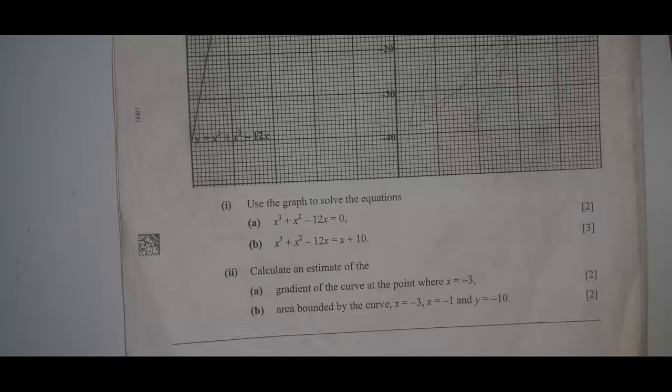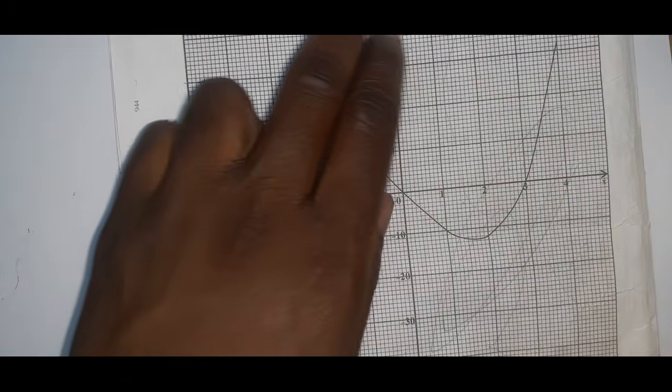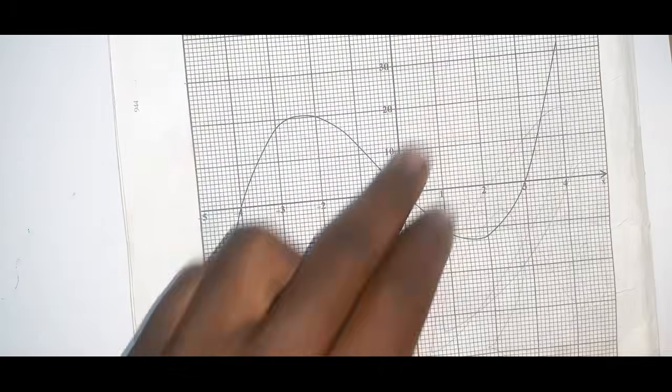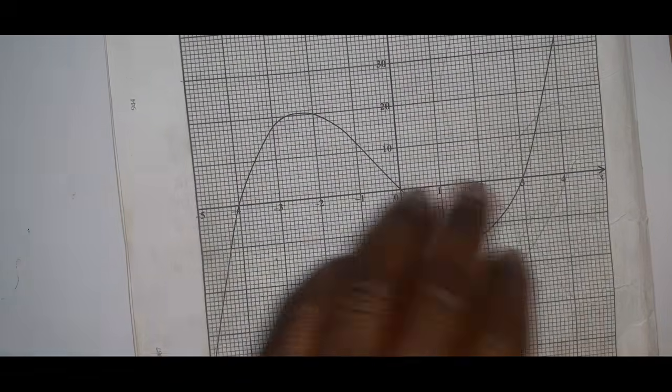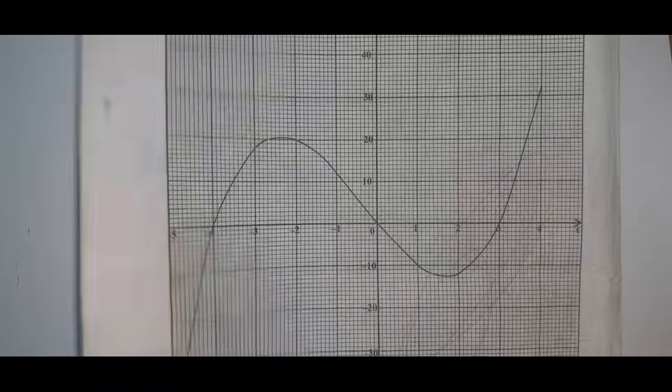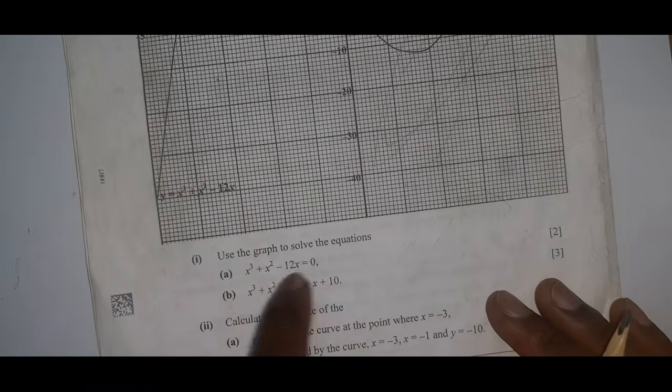Then B, the diagram below shows the graph of y equals x cubed plus x squared minus 12x. So this is the graph. Then use the graph to solve the equations. So this one, the first one, look at this.